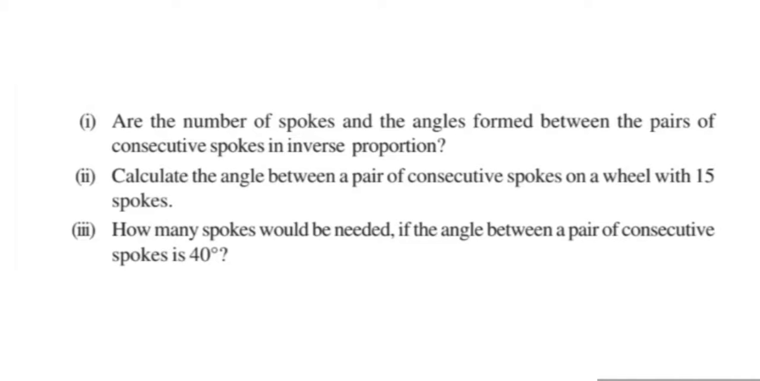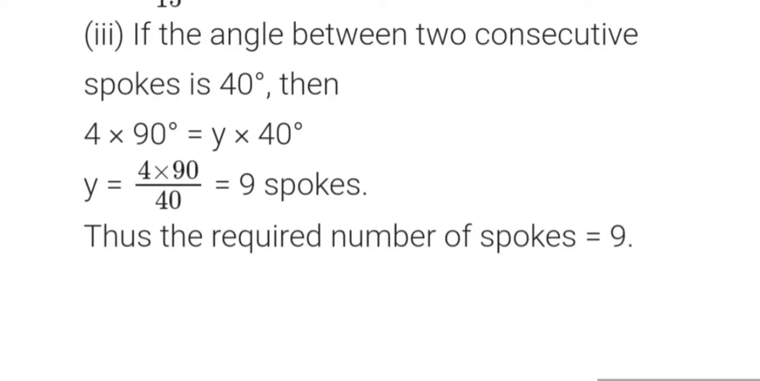Third one, how many spokes would be needed if the angle between a pair of consecutive spokes is 40 degree? So 4 into 90 degree is equal to y into 40 degree. So y is equal to 4 into 90 degree upon 40 degree. So y is equal to 9 spokes. So the required number of spokes is 9.